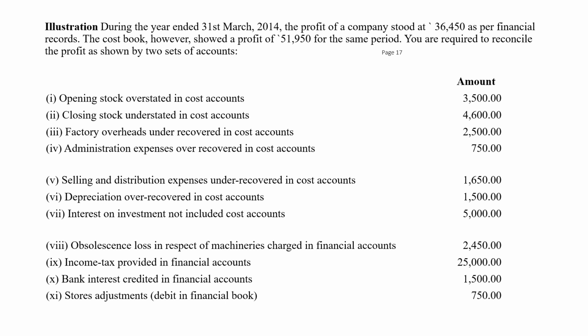Company financial profit is 36,450, cost profit 51. Then the adjustments are opening stock, closing stock variation, factory overhead, administration, selling, depreciation overstated, interest on investment, abnormal loss, tax, and bank interest. This is the example. Solution first.